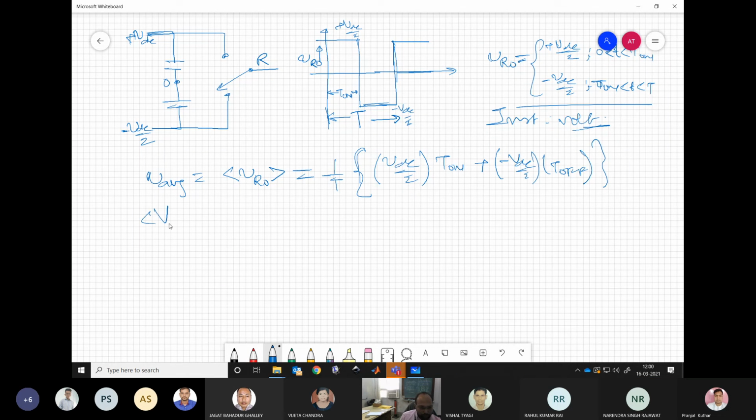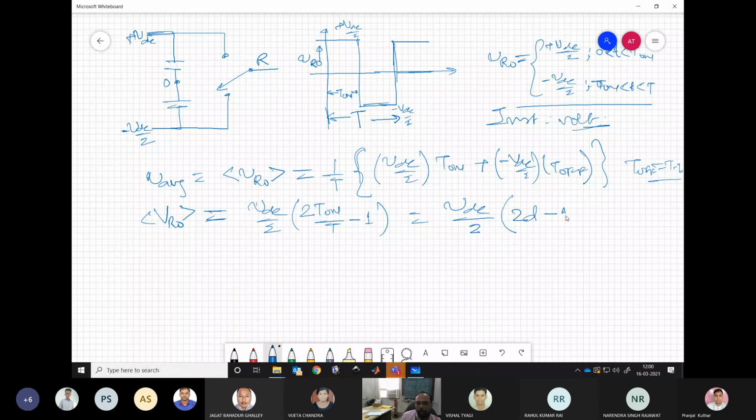Now this VRO can be expressed in terms of T on by, sorry, this is T off, where T off is nothing but T minus T on. So then this can be expressed in terms of T on by T as, you solve and get this. So if we define this T on by T as our duty ratio D, then this can be written like this, where D is nothing but T on by T.